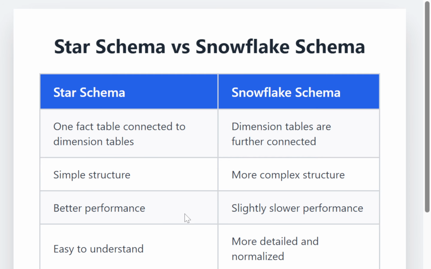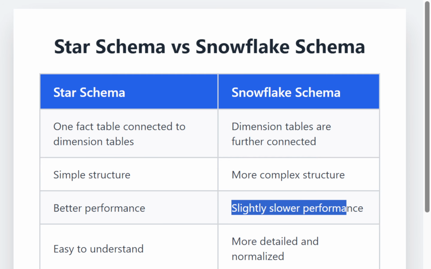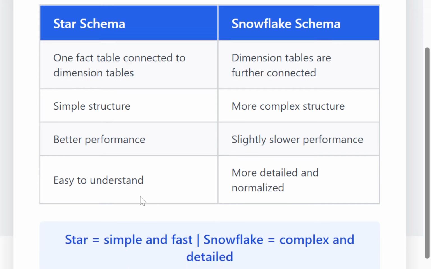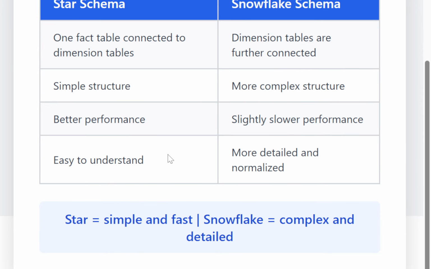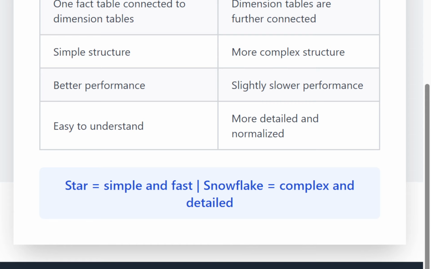This is a very simple structure, and snowflake is a more complex structure. Star schema has better performance, snowflake slightly slower performance. This is easy to understand, and this is more detailed and normalized. Okay, so this is the one liner: star equals simple and fast, while snowflake equals complex and detailed. I hope this is understood.